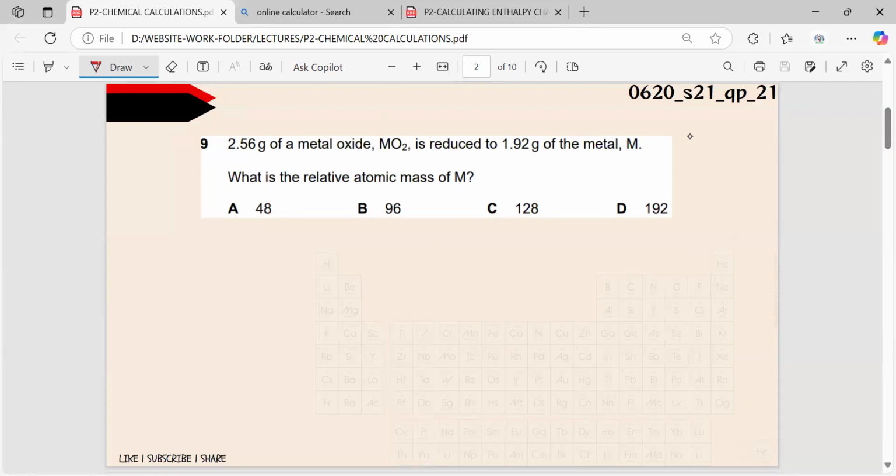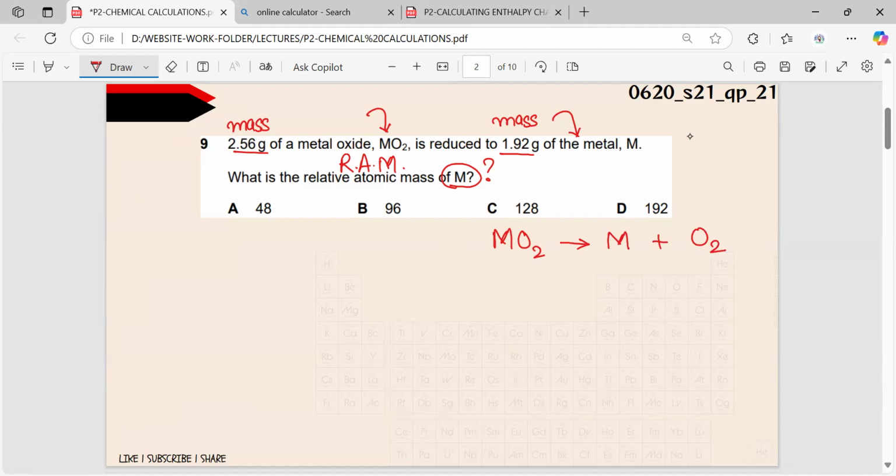For example, we have this question: 2.58 grams of metal oxide is reduced to 1.92 grams of metal. What is the relative atomic mass of M? Now here, we don't know what M is and they're asking us to find the relative atomic mass of M. Here, the mass of MO2 is given and the mass of metal M is given. So probably the reaction will be like this: MO2 gets reduced to M and O2.